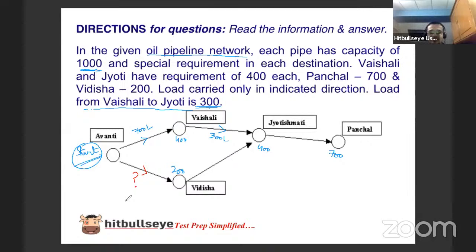This is interesting now. Now from here you have to backtrack and calculate, right from Panchal. Maximum is 1000. I'm not sure. Let's take 1000 and see if it is fitting in or not. So if I take 1000 over here, 1000 will start from Avanti. 200 Vidisha will require. Remaining is 800, which will go.